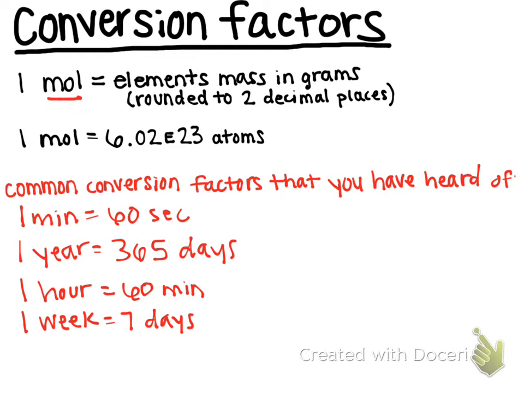The conversion factors that I do want you to write down are the two on top. 1 mole equals the element's mass in grams, rounded to 2 decimal places. 1 mole also equals 6.02 E23 atoms. I'm going to show you what that first one looks like here.